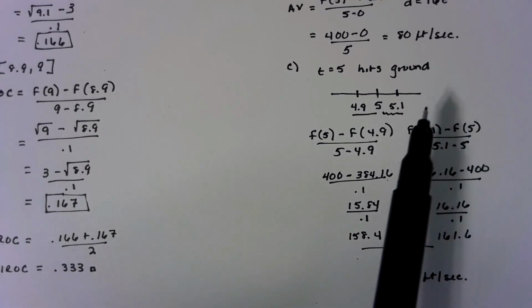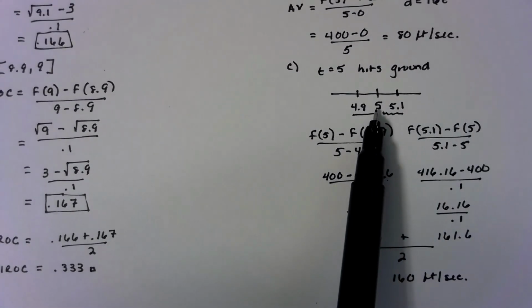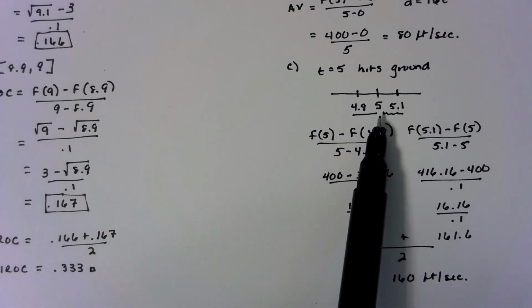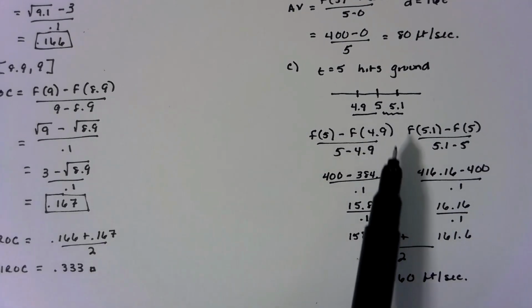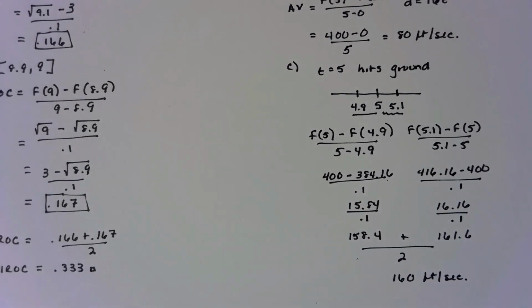And you determine a little number to the left that's really, really close to the number in question, the time that it hit the ball was at 5. And then choose a number a little bit to the right, and then use those to find those average velocities and sum them up and divide by 2 to get the instantaneous velocity. Okay, so number 2 is done.